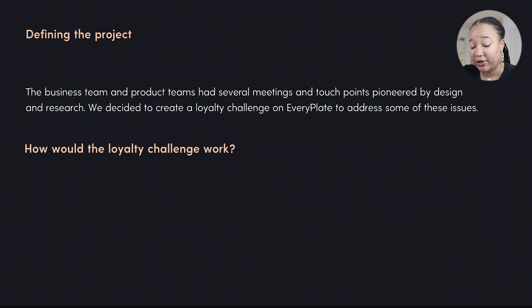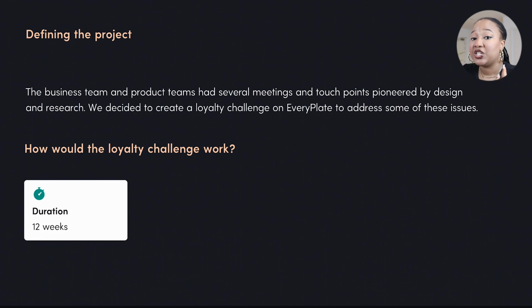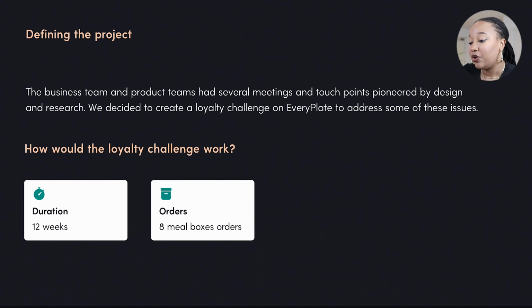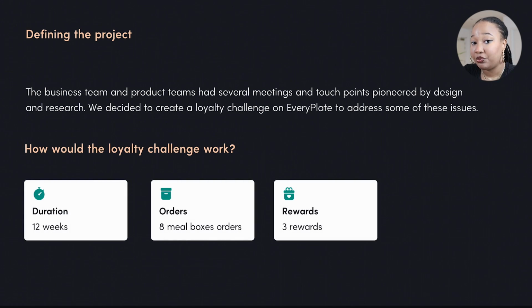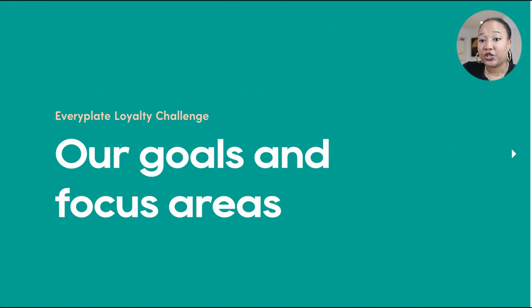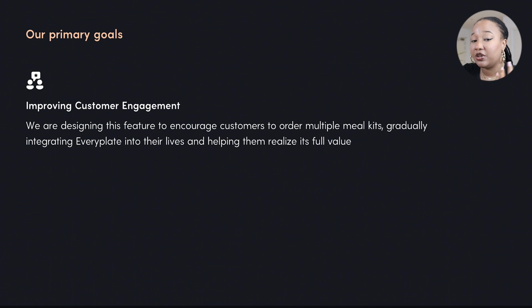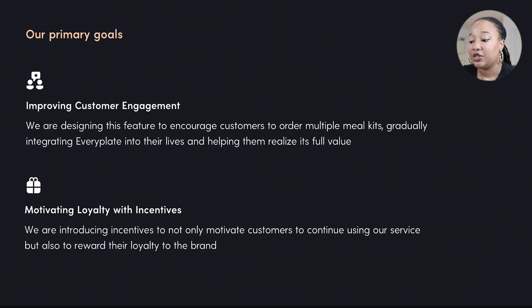Then I went into details about the project and the loyalty challenge and how specifically it was supposed to work. So it was for a duration of about 12 weeks, 8 boxes or meal orders, and 3 rewards throughout the duration of the 12 weeks and the 8 orders. It's really important to highlight what your goals and focus areas are, so that was the next thing I wanted to do. I started off by defining what our primary goals were. You can also use this to include your metrics or KPIs. At this point I was talking about improving customer engagement and motivating loyalty through the use of incentives.